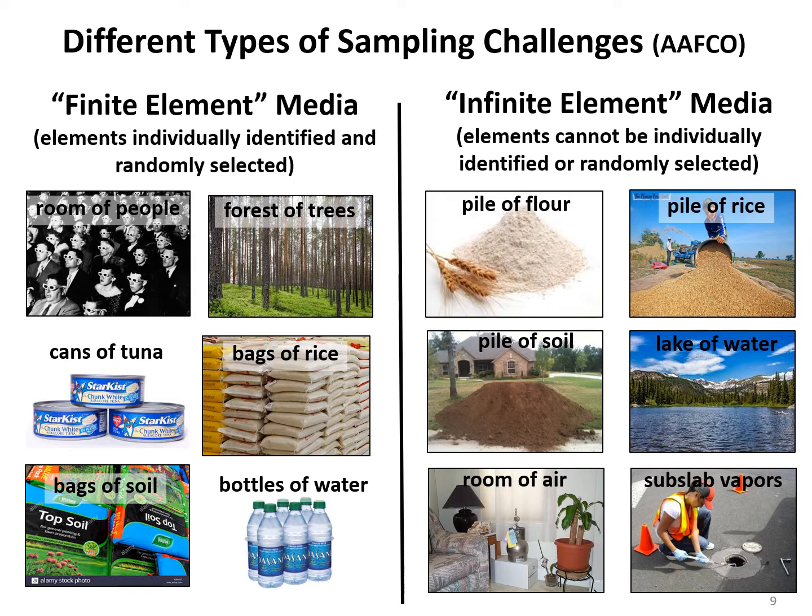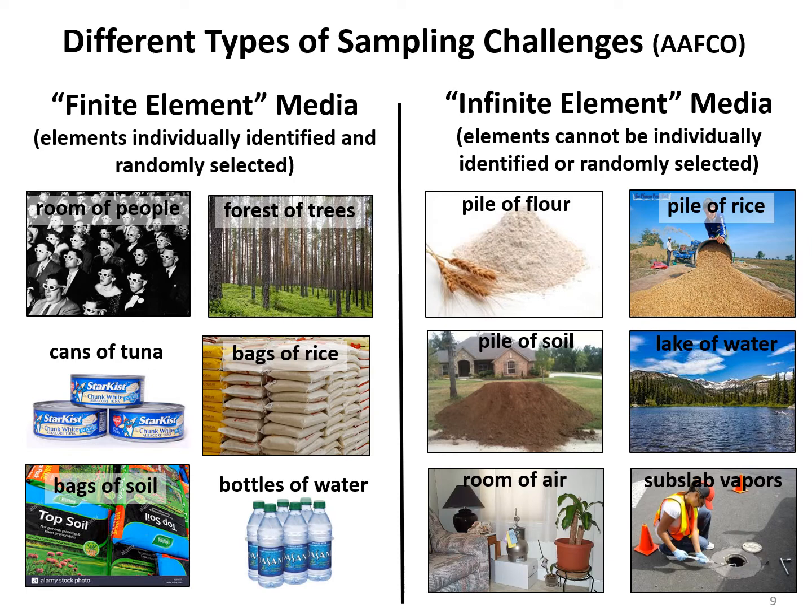So maybe we're thinking about checking the average age of people in a room or something. We can go in and select individual people, some random sample. All these people together would be one sample, and we calculate mean age and such. Same thing if we're looking at forests, different types of trees, or individual cans of tuna fish, looking at variability between cans of tuna fish, or bags of rice, bags of soil, bottles of water, all these contained elements that we individually select and test.